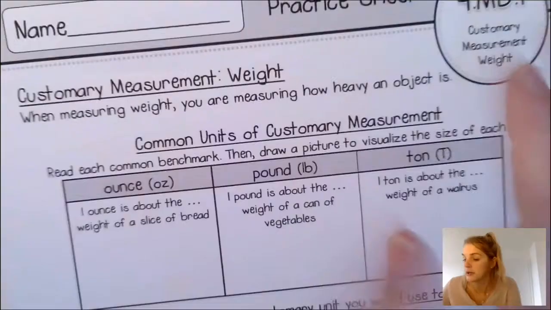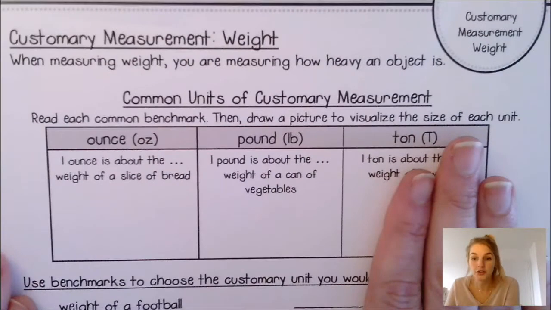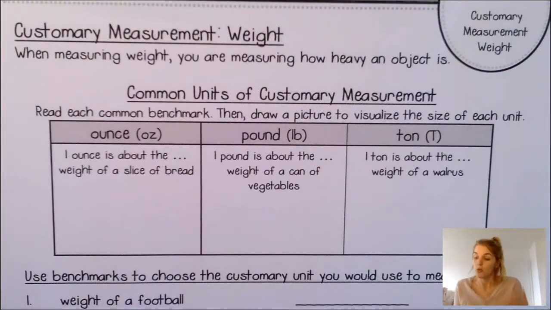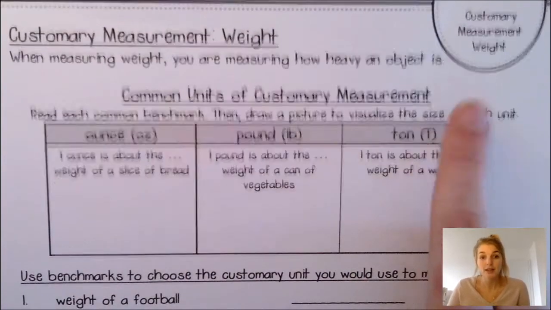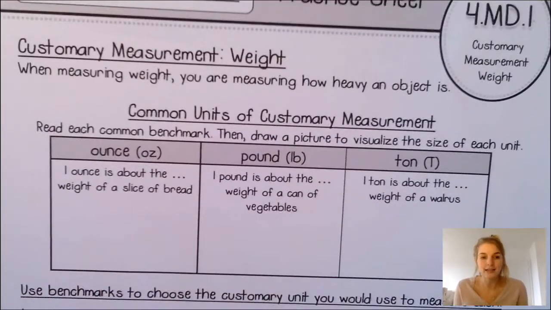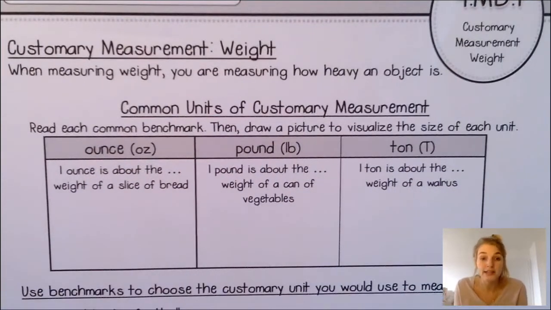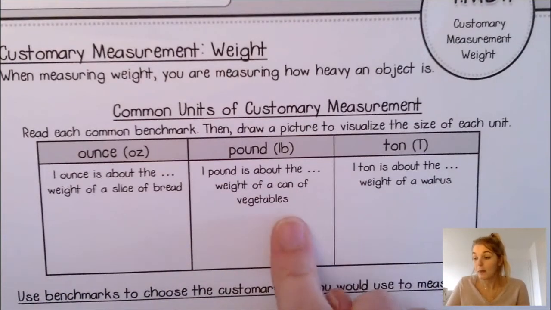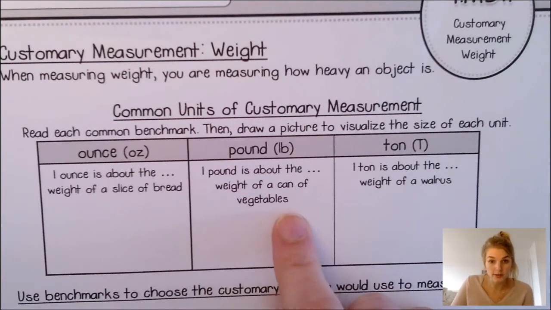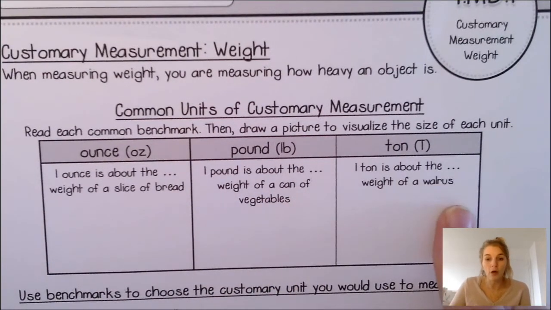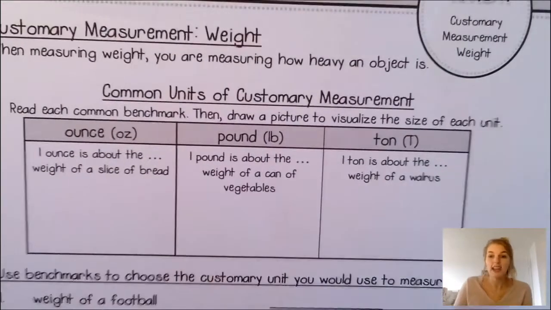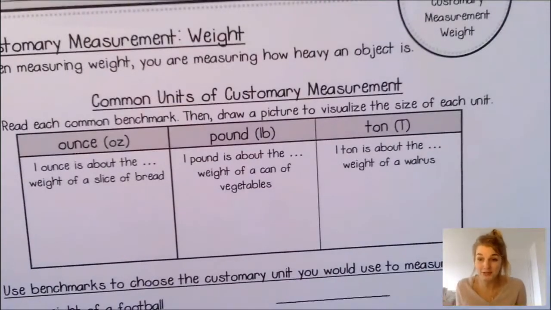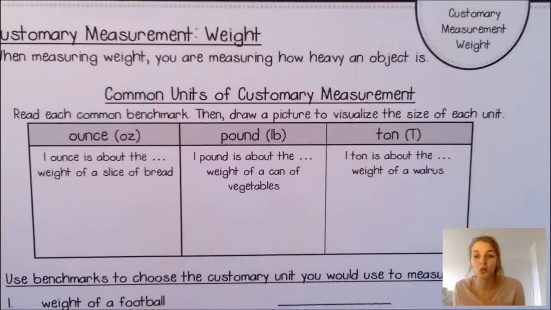So I'm going to go over here. And I have this on your slide if you need to use it as a reference. When we're talking about weight, we're talking about ounces, pounds, and tons. So ounces are really, really, really light. It's about the weight of a slice of bread. And if you hold a slice of bread, you know that that's really light. A pound is about the weight of a can of vegetables. And a ton is the weight of a walrus. So these are two things that you can test out at home and weighing, but I definitely wouldn't recommend picking up something that's a ton because it obviously weighs a lot.